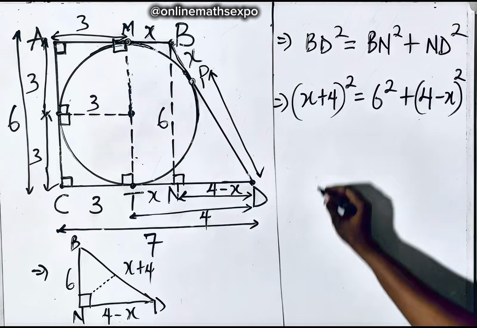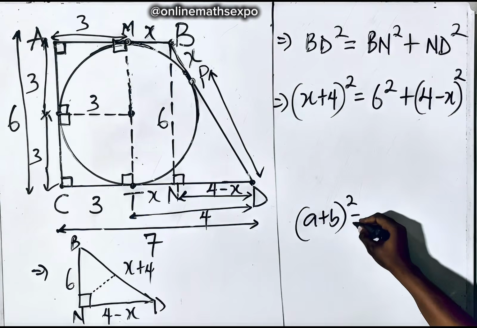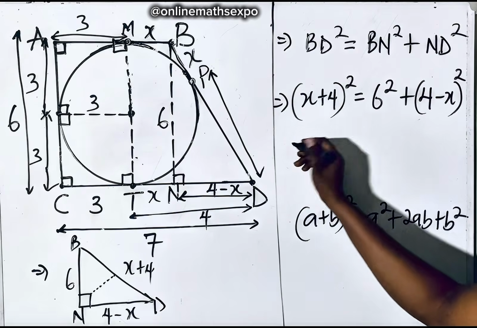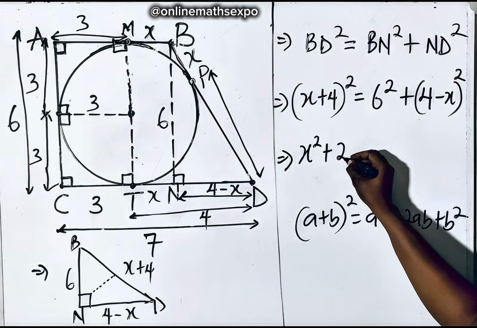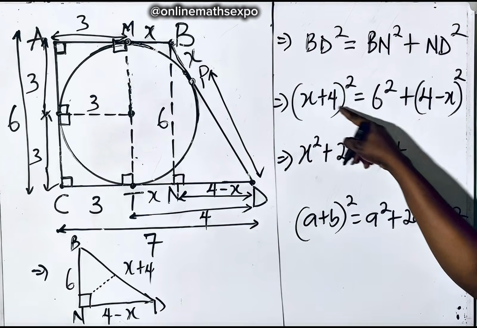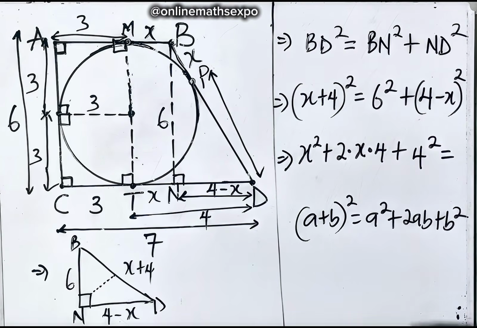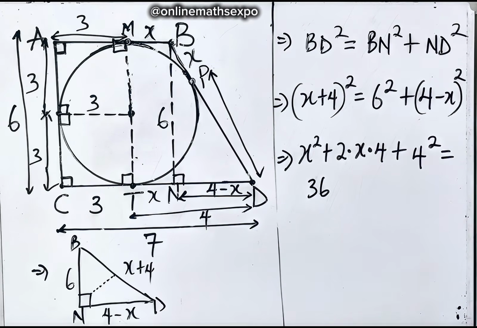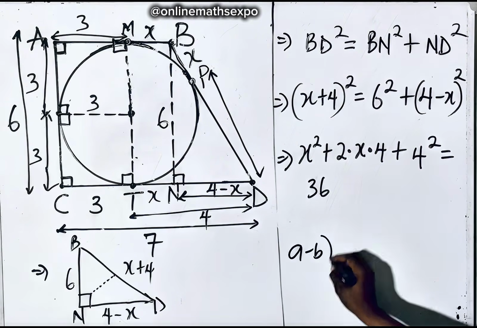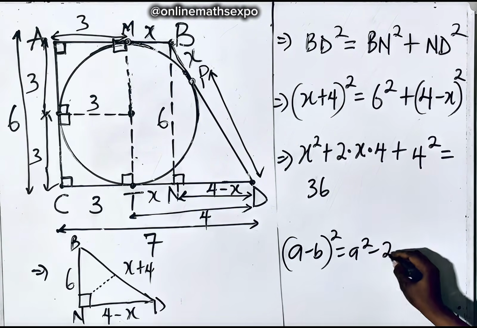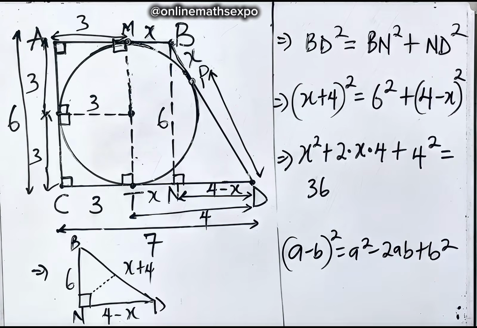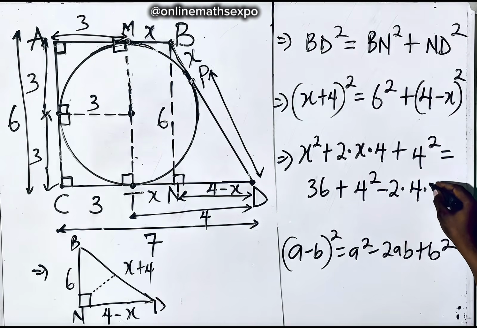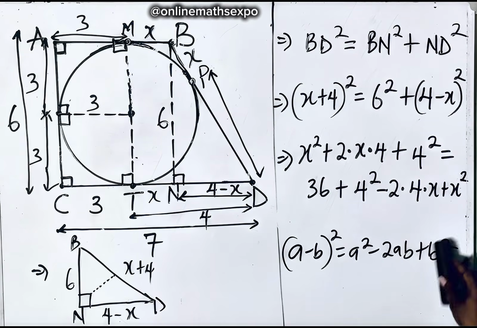To simplify, just remember (a + b) squared is equal to a squared plus 2ab plus b squared. Applying it here, we have x squared plus 2 times x times 4 plus 4 squared is equal to 6 squared, which gives us 36. Then for this, just remember (a - b) squared is equal to a squared minus 2ab plus b squared. So if you apply it here, we are going to have 4 squared minus 2 times 4 times x plus x squared. Keep solving.